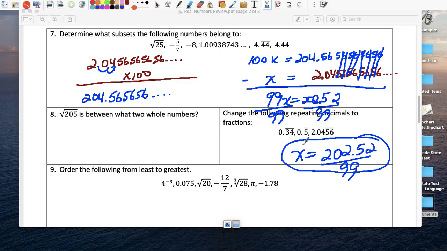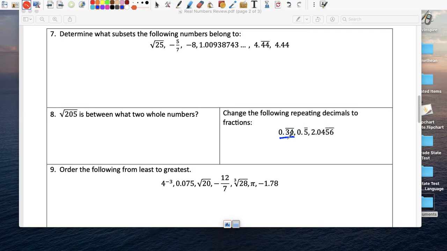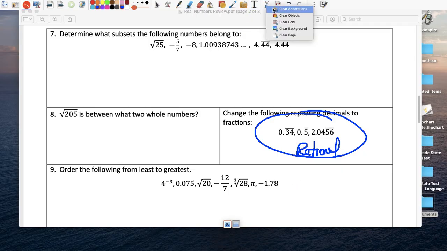And again, besides knowing how to change a repeating decimal to a fraction, or a ratio of two integers, you now have proof that any repeating decimal can be changed to a fraction. And if we can do that, where can we put this? We can call these rational numbers. So decimals that go forever and ever and repeat are rational. And there's your proof.